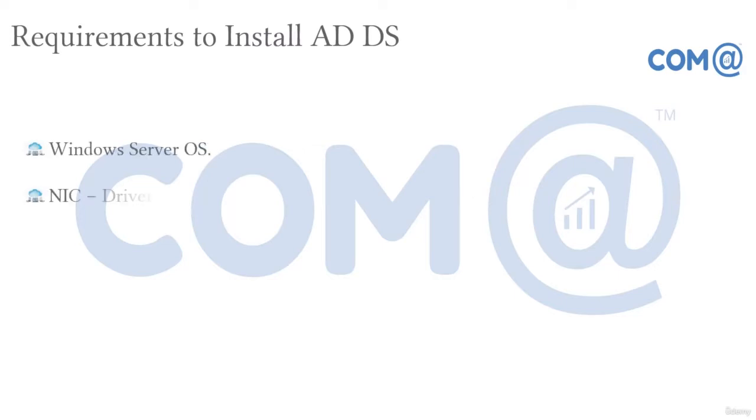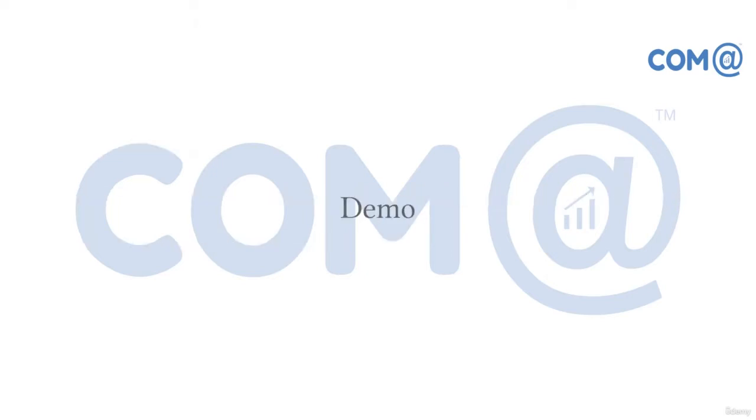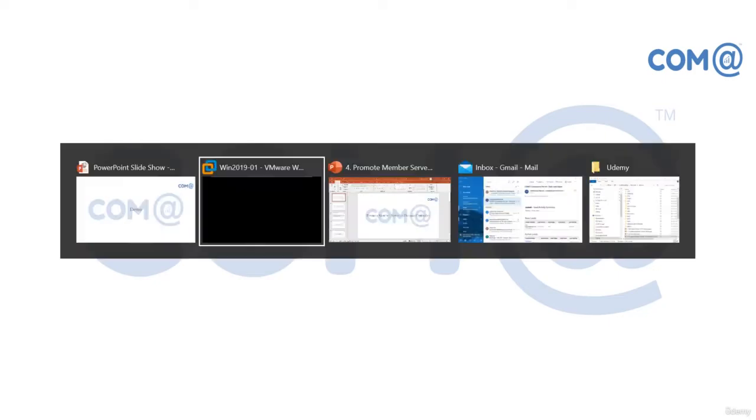The first important requirement is obviously a Windows Server operating system, and that server should have at least one network interface card, with the link up and the driver installed. The network interface card should be configured with a static IP address along with the preferred DNS IP, and any one of the partitions should be of NTFS file system. On satisfying all these requirements, we can install Active Directory Domain Service and promote the server as a domain controller. Now we'll move on to the practical demonstration.